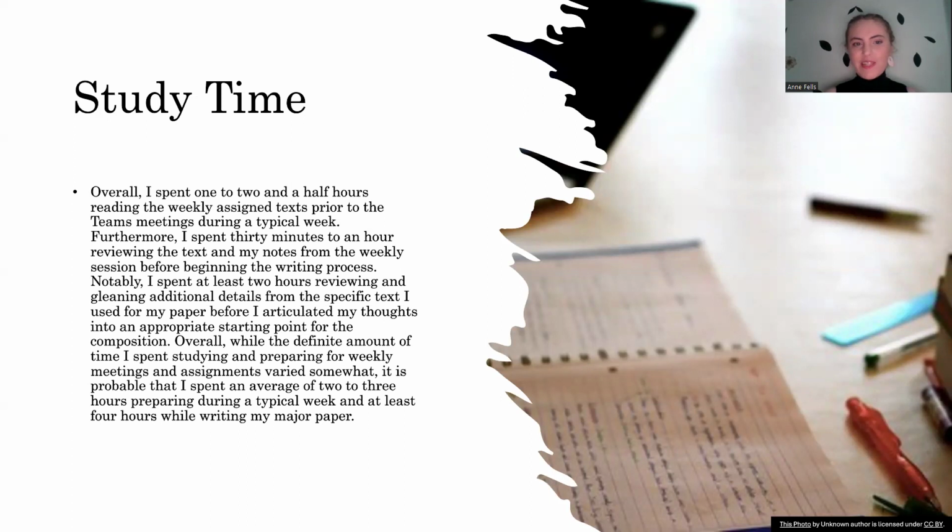Study time. Overall, I spent 1 to 2.5 hours reading the weekly assigned texts prior to the team's meetings during a typical week, as I mentioned in the earlier slide, with the readjusting of my schedule. And thus, before writing my reading assignments for each week, I would spend about 30 minutes reviewing the text and my notes from the team's meeting to give myself a more in-depth look at the text so that I would be able to include each detail that I needed for a concise analysis.